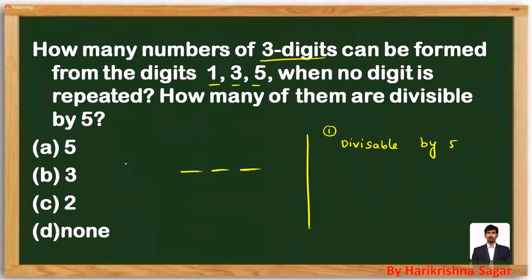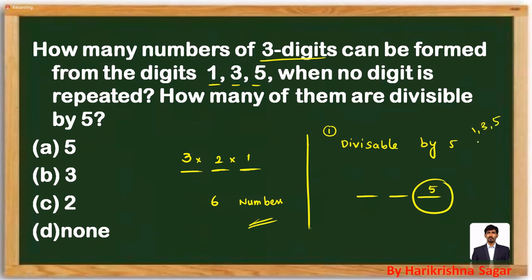First, let me understand how many 3-digit numbers you can make using 1, 3, 5 without repetition. The first gap can be filled in 3 ways, the second gap in 2 ways, the third gap in 1 way. So we can make 6 numbers. Now, how many of them are divisible by 5 is the question. Divisible by 5 means the last digit must be 5 or 0. Because in the sample space we have only 1, 3, 5, the last digit must be fixed with 5 only. So we are left with 1 and 3 and two gaps, so 2 into 1. The total number of possibilities is 2. So in 2 ways we can arrange. Mark your answer as option C.